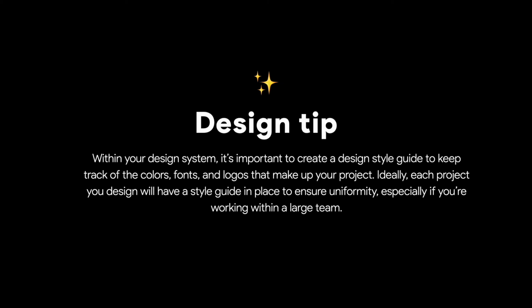A design system is nothing but a collection of all your repeatable elements. So whenever you're building a style guide or a design system, make sure that you keep track of color, font, logos, whatever is being used in your app, and make sure that these are used uniformly and cohesively throughout your app. Especially if you're working with a large team, this principle comes in handy when you're building a design system. So that's the design tip for you.